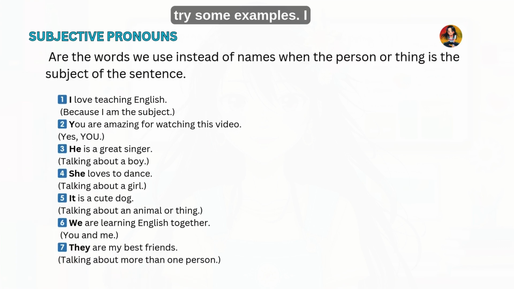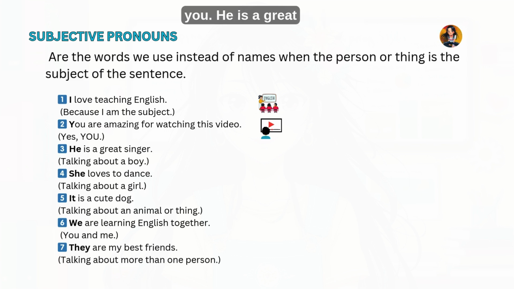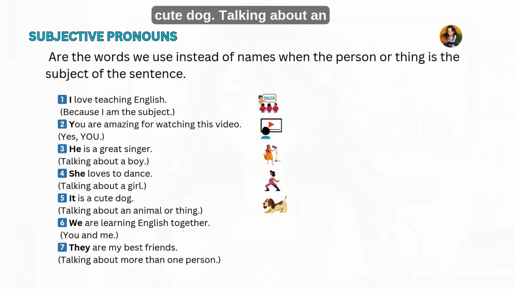Let's try some examples. I love teaching English, because I am the subject. You are amazing for watching this video. Yes, you. He is a great singer. Talking about a boy. She loves to dance. Talking about a girl. It is a cute dog. Talking about an animal or thing.